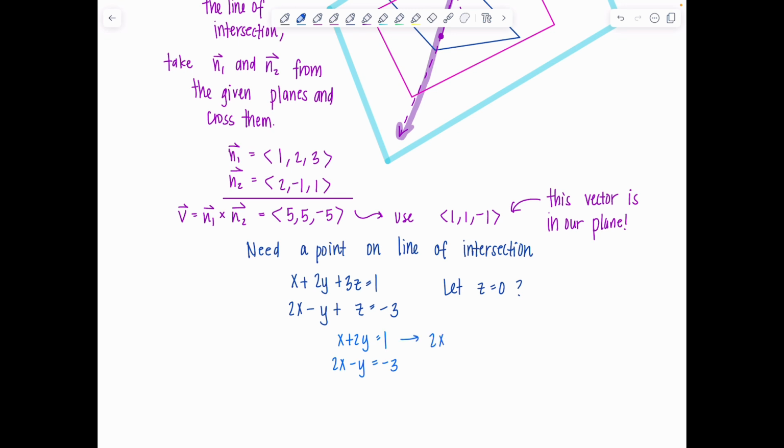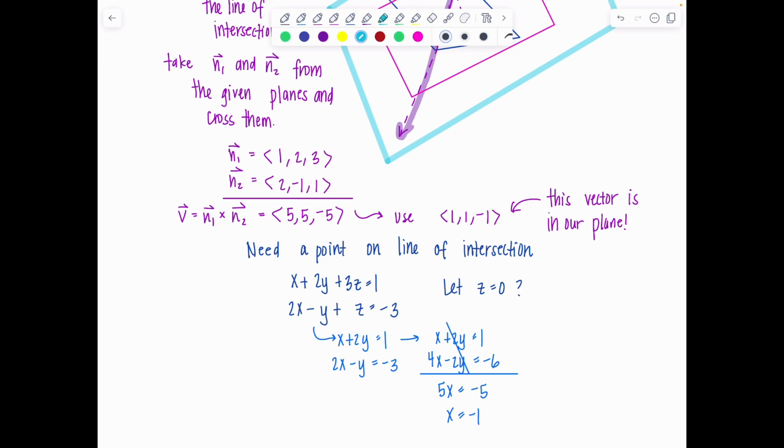Actually, let me double the other one. I'll leave that one alone. x plus 2y equals 1, and let's multiply this one by 2, so then now it's 4x minus 2y equals -6. Then if I add them up, I get 5x is -5, so x is -1, and then if I substitute in -1 for x back here, add it over, I get 2y equals 2, so y equals 1. So I got x is -1, y is 1, and this was assuming z is 0.